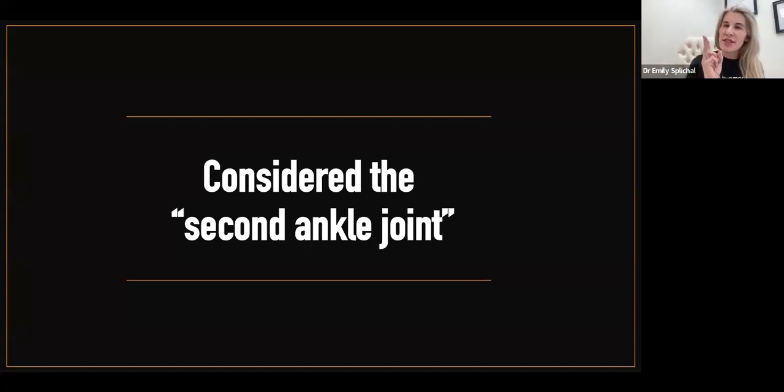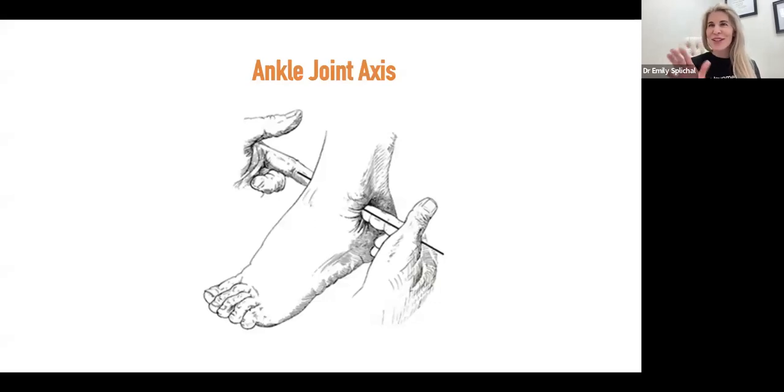Okay. Now, the second reason why the talonavicular joint is considered the second ankle is because the movements of your talonavicular joint are the same. The planes of motion and the joint coupling that you observe in the ankle, you also observe in the talonavicular joint. Okay, we're going to go through it.